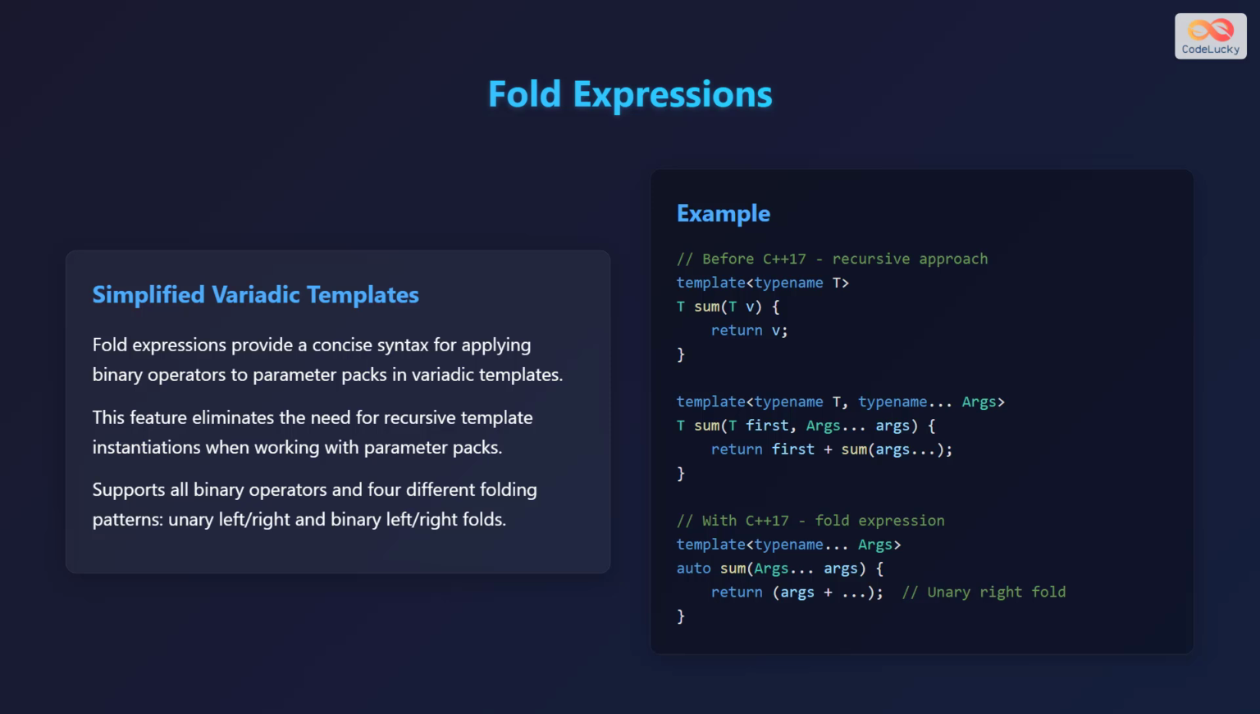Now let's take a look at simplified variadic templates. Fold expressions provide a concise syntax for applying binary operators to parameter packs in variadic templates. This eliminates the need for recursive template instantiations when working with parameter packs. It supports all binary operators in 4 different folding patterns, which are unary left or right and binary left or right folds. The example shows how to sum a variadic list of arguments using a fold expression, which is much simpler than the traditional recursive approach.